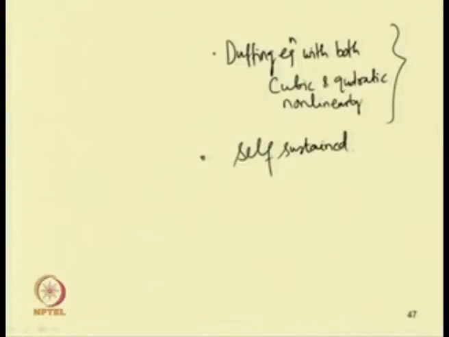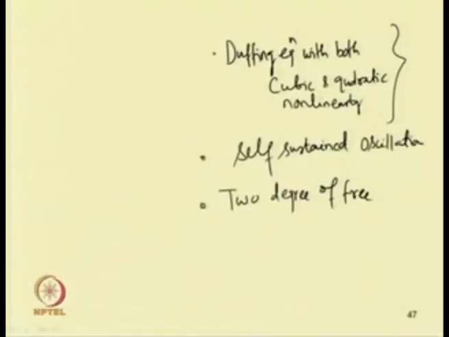So, here we will take a van der Pol type of equation. So, self sustained oscillation. We will discuss the self sustained oscillation of a single degree of freedom system. Third, we will consider a 2 degree of freedom system with forced vibration. In all these 3 cases, we will study the forced vibration response.